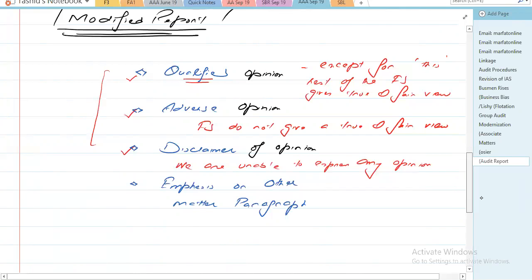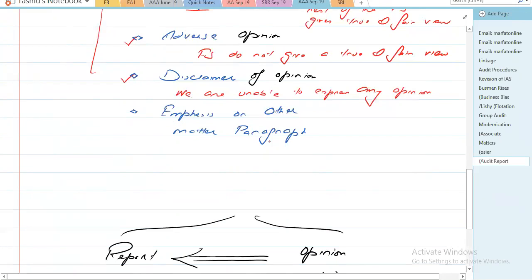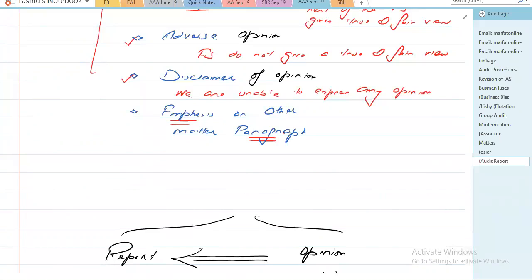But there is this thing which is somehow different from the above three. I have written emphasis or other matter paragraph. So what do you mean by emphasis? Emphasis is when we are trying to bring some attention. For example, when we are doing the preparation of the P7, do emphasize on the planning area. That means I am telling you to focus on the planning area.